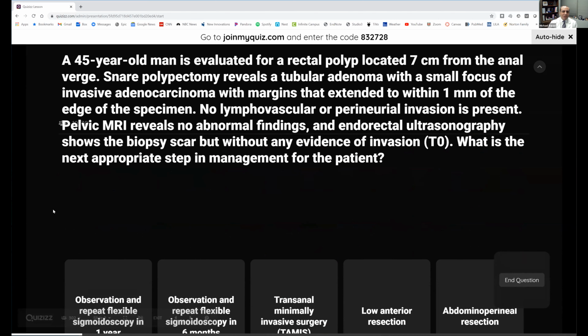Okay, we've got our first question up. All right, so our first patient is a 45-year-old man who is evaluated for a rectal polyp located 7 centimeters from the anal verge.